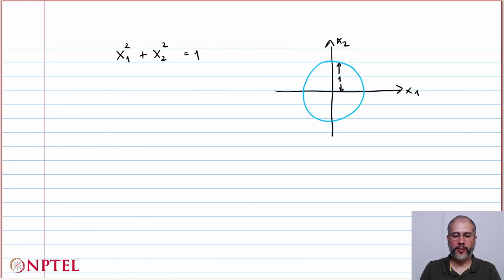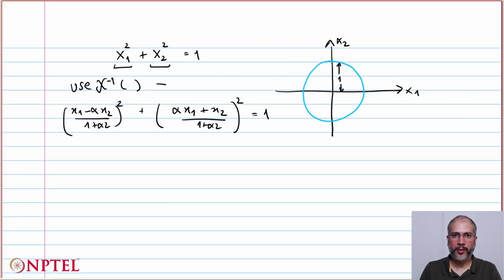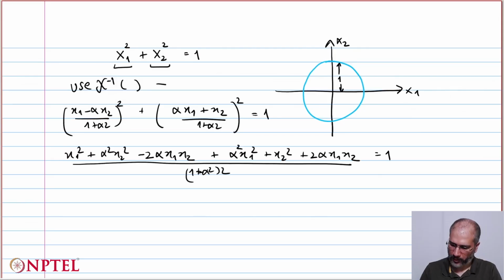So that's a straightforward problem because I have capital X's in terms of small x's. So I substitute the inverse transformation here. We use chi inverse to get this equation. And now if I expand this, we get this equation. Now we can see that these terms cancel.